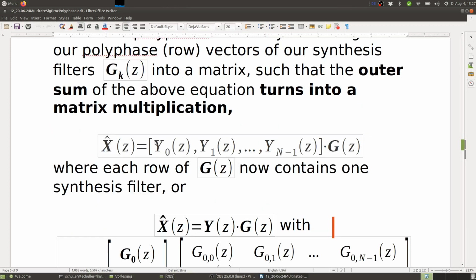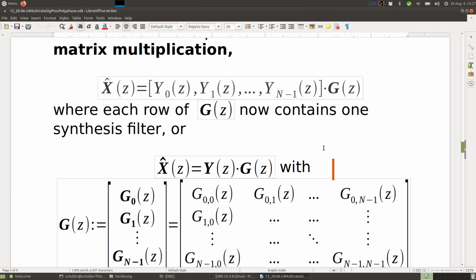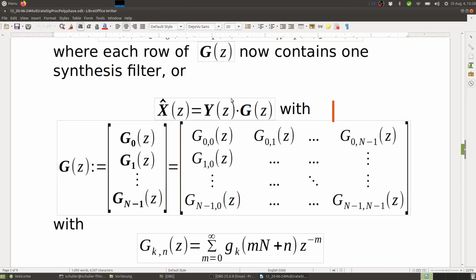So here we have it. Here's the reconstructed signal. Here we have our n subband signals appearing together. And now this is a polyphase matrix, the synthesis polyphase matrix, which contains all the subband filters. So here we have all the synthesis subband filters, as you can see here. So y times g is then the reconstruction, and g has this form.